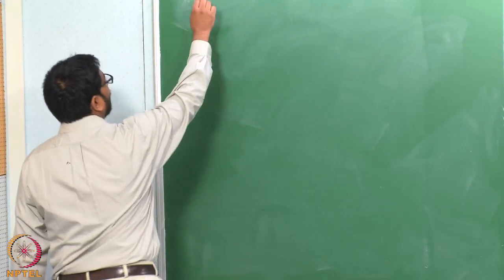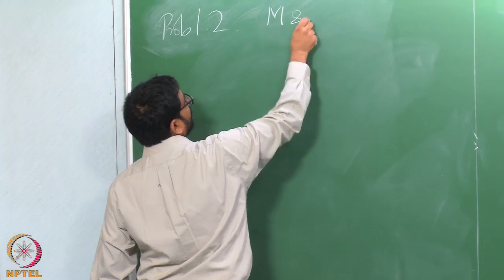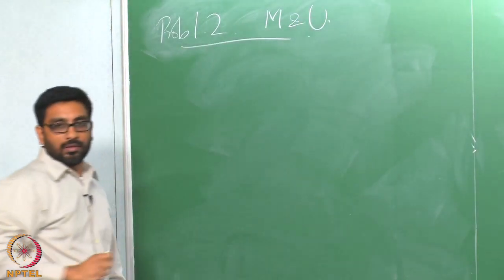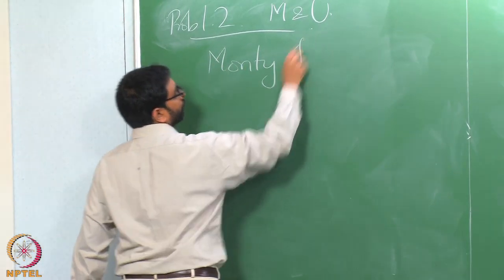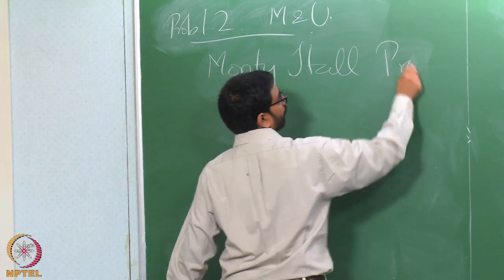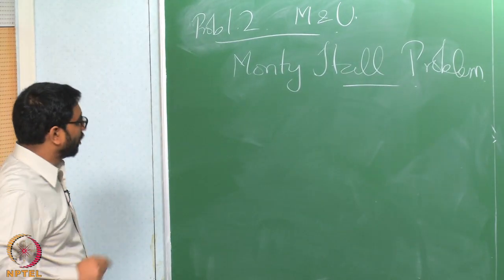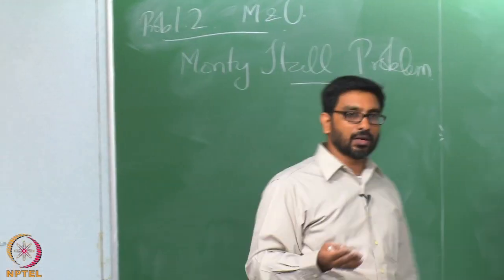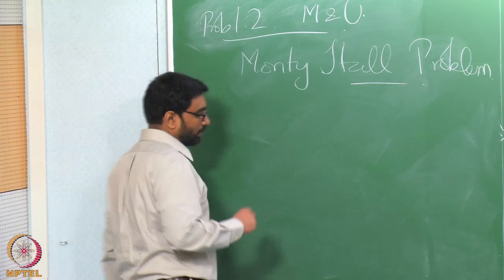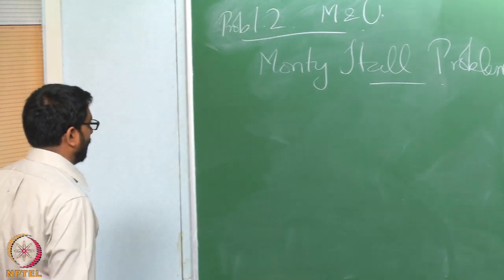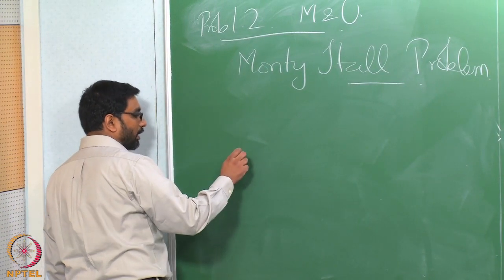In this segment we are going to look at problem 1.2 from Mitzenmacher and Upfal. This problem is called the Monty Hall problem. To give you a bit of background, Monty Hall was a game show host, and in that game he would play the following random probabilistic game. So, let me explain this context.